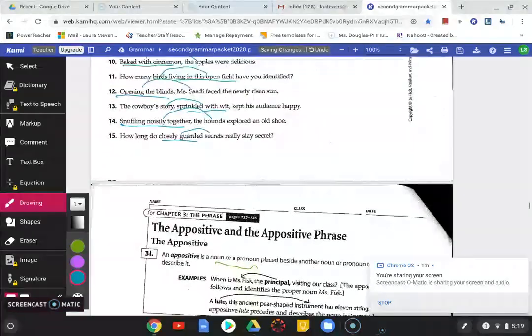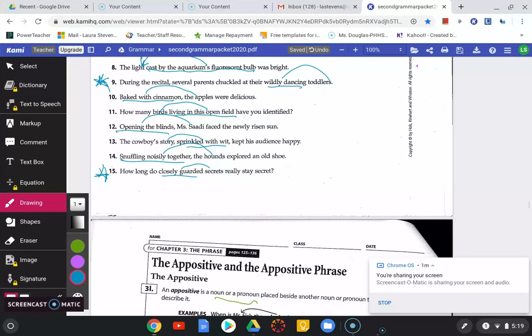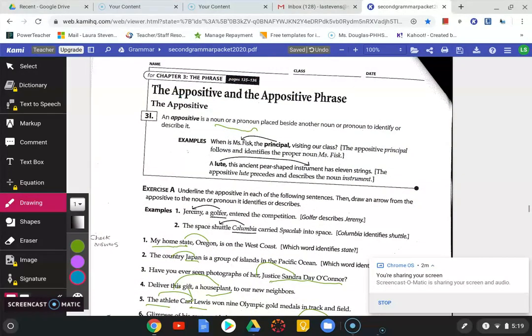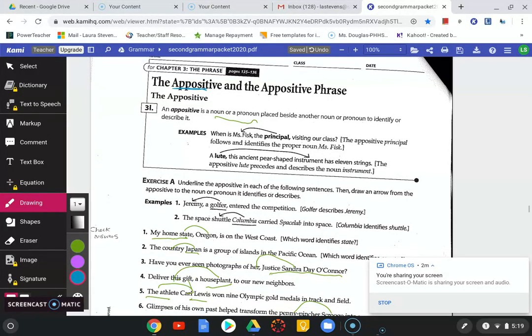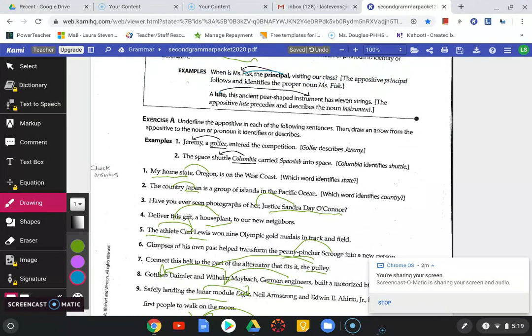I guess that I just don't like 15 and I don't like this one, but you know, it is what it is. Okay, going on. The positives. This would be like, Gia, the crying baby. The crying baby is describing Gia. So, here we have the principal describing Mrs. Fisk. Okay. And then lute is describing an ancient instrument.